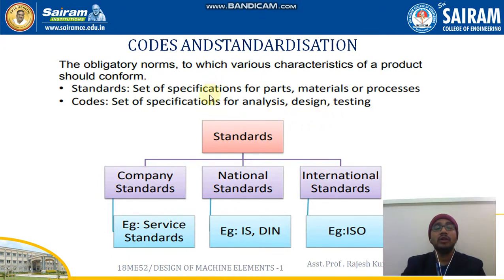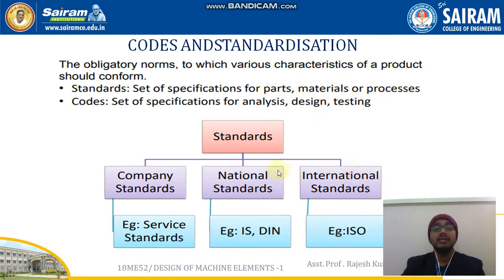If you compare the standards and the codes, in the case of standards, we focus more on the parts, materials or processes. Parts means, if you take any one particular machine, how many possible parts we can classify, and for making the different parts, what materials I will choose depending upon the internal or external stress or the load acting on it, and which process I have used for making the part. That is also what we need to focus on in the standards. But in the case of codes, the specifications for analysis, design and testing are more of the technical part and more of the making part.